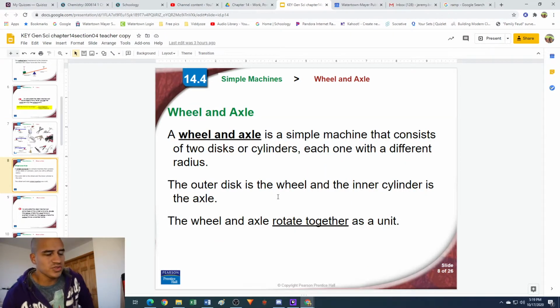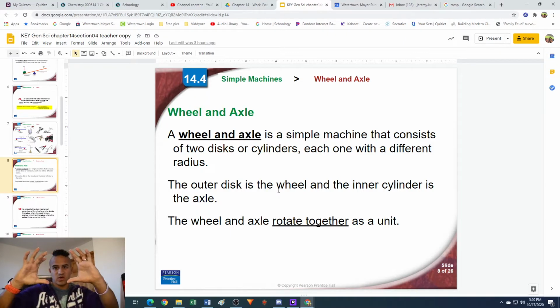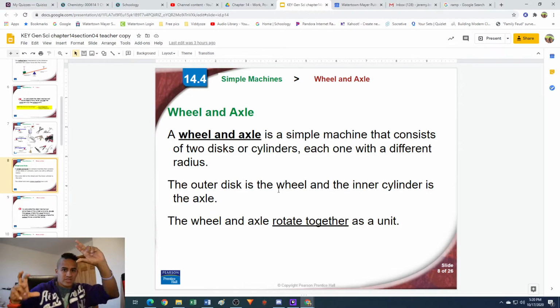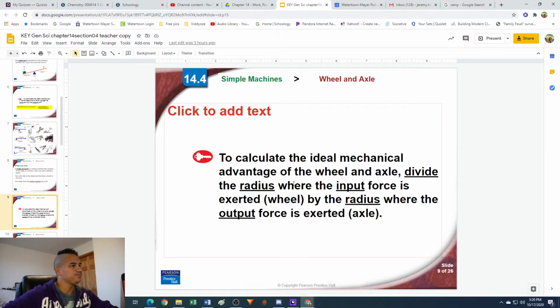So let's move on to talk about the next simple machine, which is a wheel and axle. A wheel and axle is a simple machine that basically consists of two discs or two cylinders, each with a different radius or a different size. Okay, usually on a wheel and axle, the outer disc is the wheel and the inner cylinder is the axle, right? So you have an axle like this with a wheel attached to it, and they rotate together. So as you rotate the axle, the wheel also rotates along with it, okay?